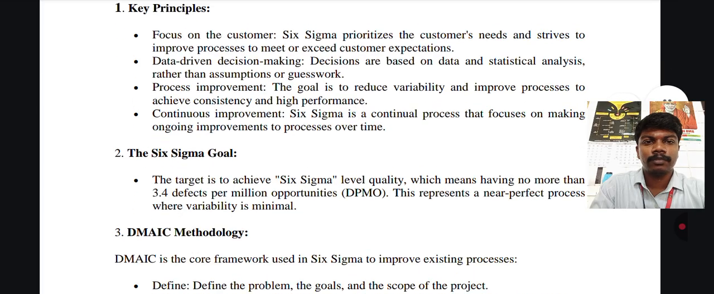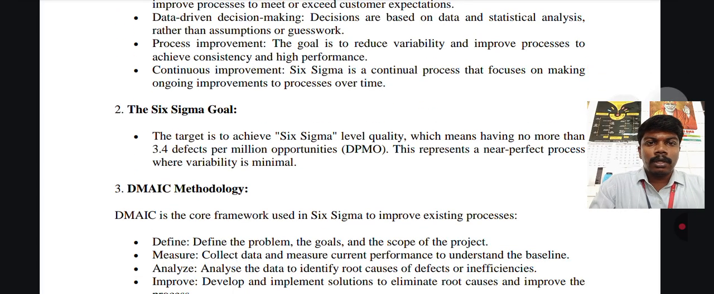Here are some goals of Six Sigma. Basically, we set the target to achieve a sigma level, like from 1 to 6, or 2 to 6, or 3 to 6. Based on the sigma level we calculate the DPMO, which is defects per million opportunities, mentioned as 3.4 DPMO. The target is to achieve Six Sigma level quality, which means having no more than 3.4 DPMO, and this represents a near perfect process with minimal variability.